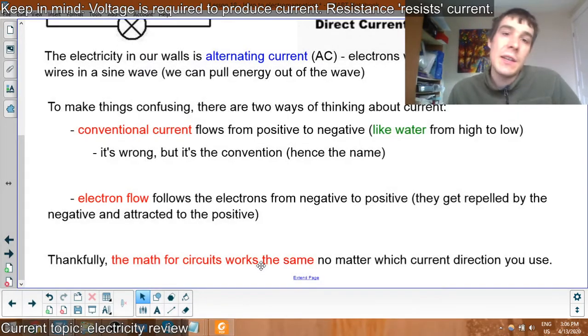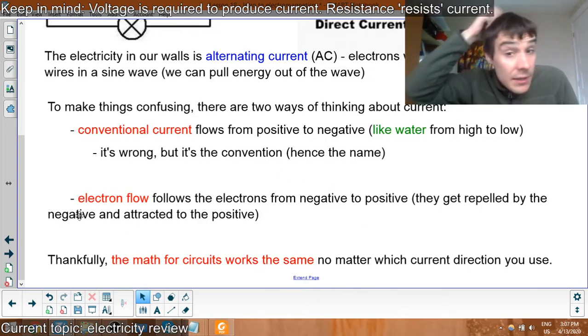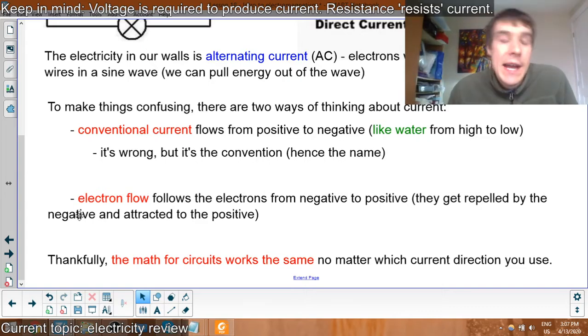So the first thing that I want to talk about is conventional current versus electron flow. We now know that electrons are negative. They are negative point particles, and they flow, obviously, from negative to positive. They're going to run away from the negative charge. They're going to get attracted to the positive charge because opposites attract.